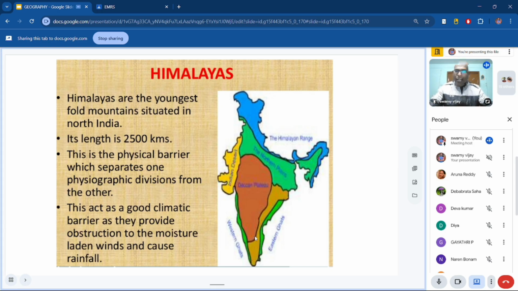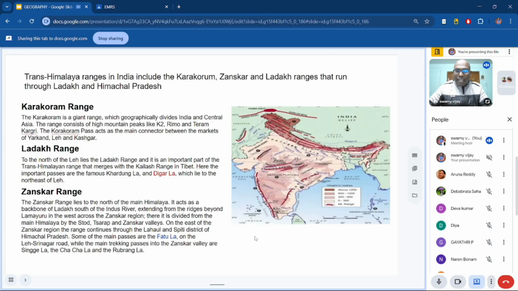This acts as a good climatic barrier as it provides obstruction to the moisture laden winds and causes rainfall. So the rain shadow area is in the Ladakh area, and that's why the precipitation or rainfall is very minimal here. Then the trans-Himalayan ranges in India include the Karakoram, Zanskar and Ladakh ranges that run through Ladakh and Himachal Pradesh. The Karakoram range is the highest range of the Himalayas, then comes the Ladakh range and then the Zanskar range. You read this information.